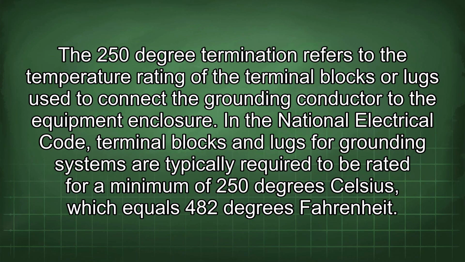250-degree termination refers to the temperature rating of the terminal blocks or lugs used to connect the grounding conductor to the equipment enclosure. In the National Electrical Code, terminal blocks and lugs for grounding systems are typically required to be rated for a minimum of 250 degrees Celsius, which equals 482 degrees Fahrenheit.